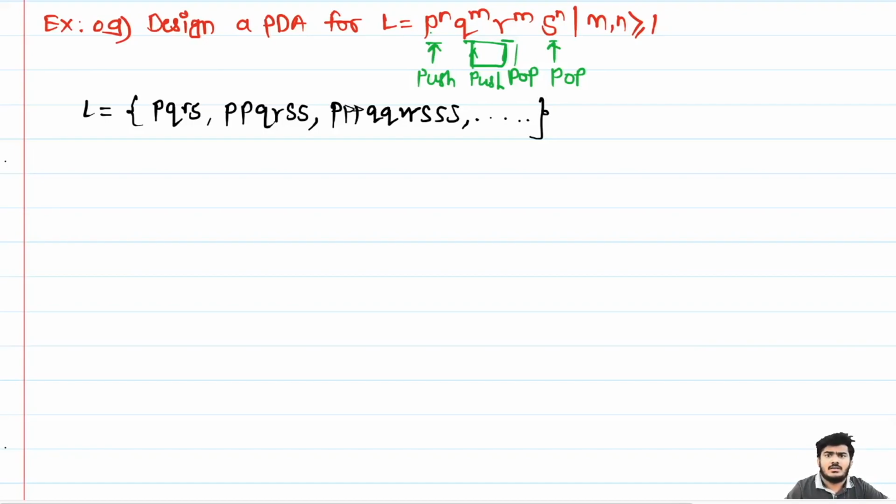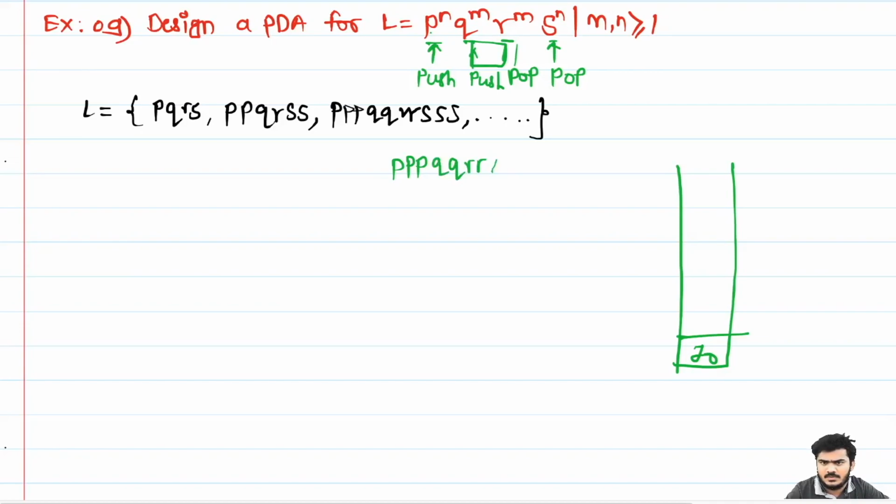Okay, now for this we need a stack. So we are taking one stack here, and the stack contains initially Z0 as the bottom of the stack, and we are taking the string for designing this particular PDA, that is PPP QQ RR SSS. Okay, and finally we are adding epsilon. Now I am here, and top of the stack is Z0, that is the stack alphabet.